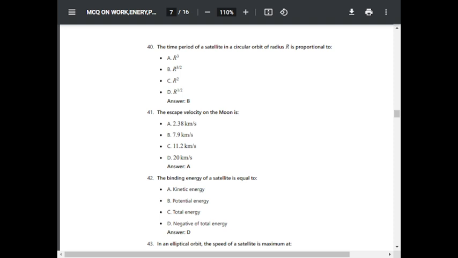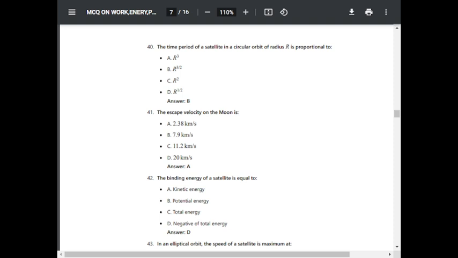Question number 41. The escape velocity on the moon is: option A, 2.38 km per second; option B, 7.9 km per second; option C, 11.2 km per second; option D, 20 km per second. The correct answer is A, 2.38 km per second.